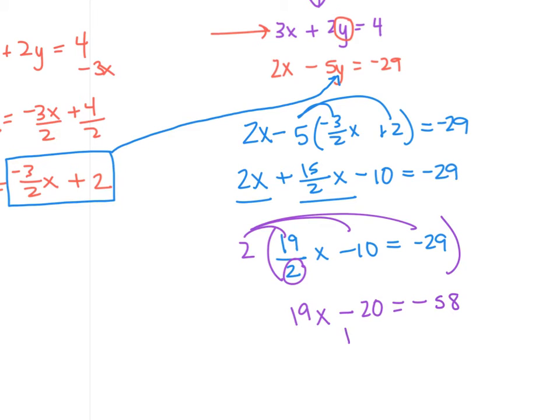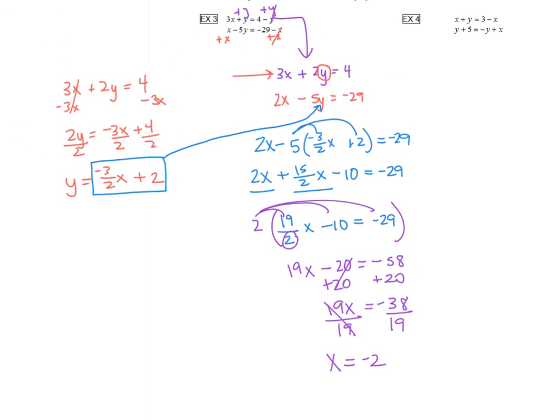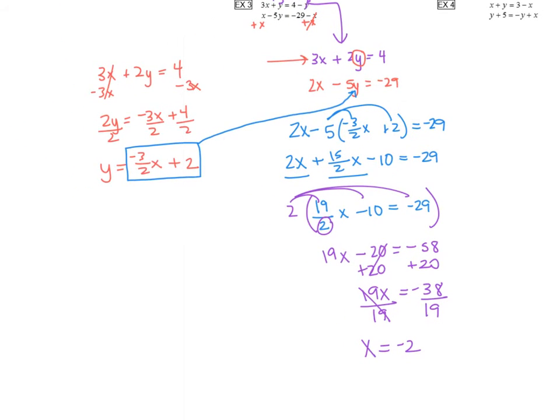All right, then we're going to add 20 to both sides. So 19x equals a negative 38. Isn't this working out better than we thought it would? Negative 38 divided by 19 is a negative 2. Whew. Okay, so what do we do? Look at all that work. It's so pretty. You guys should be proud of all that work you just wrote down. Okay. So x equals negative 2.